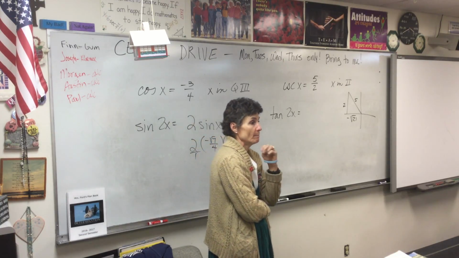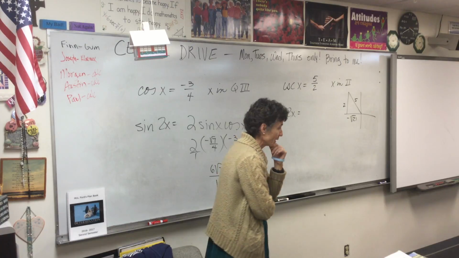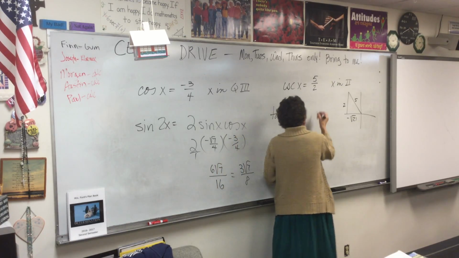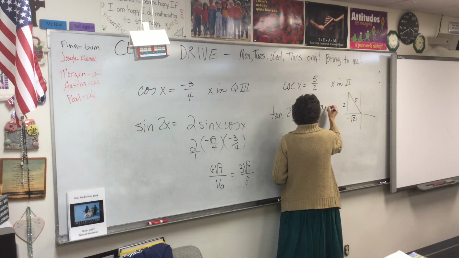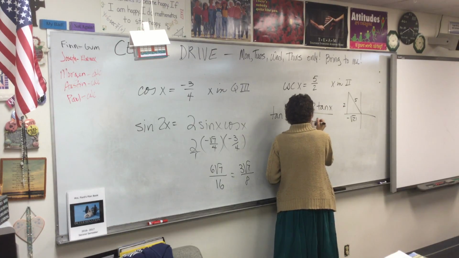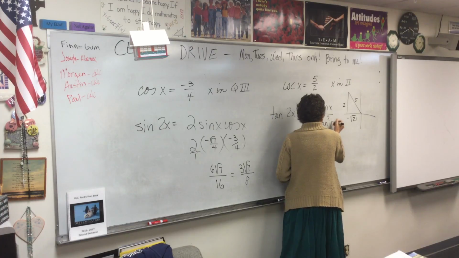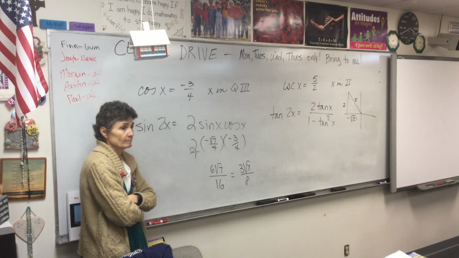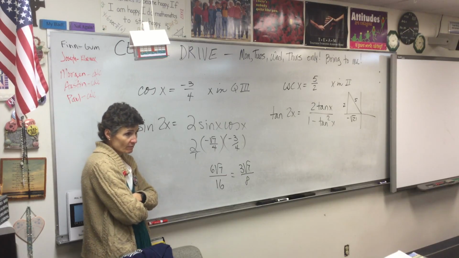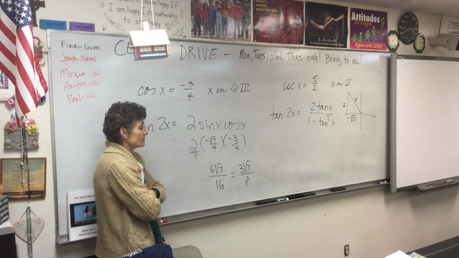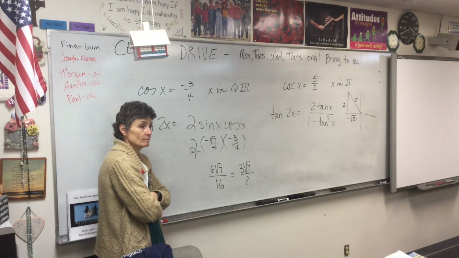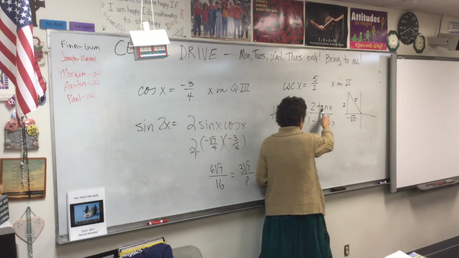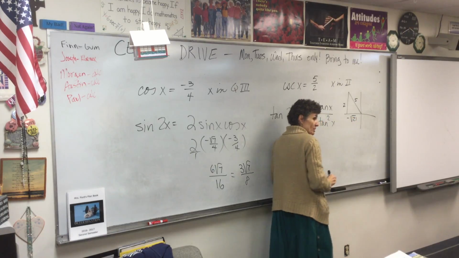Awesome. Then what? What formula am I going to use? The formula for tan 2x is 2 tan over 1 minus tan squared. That's on your green sheet, double angle tangent. Right, Griffin? So now what am I going to do? I really only have to plug in the tangent. I'm going to figure out what the tangent is.